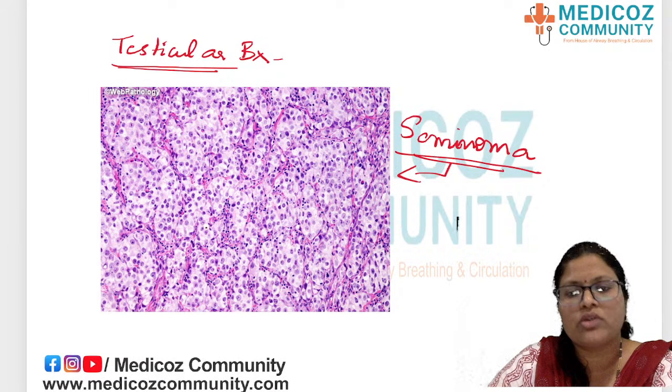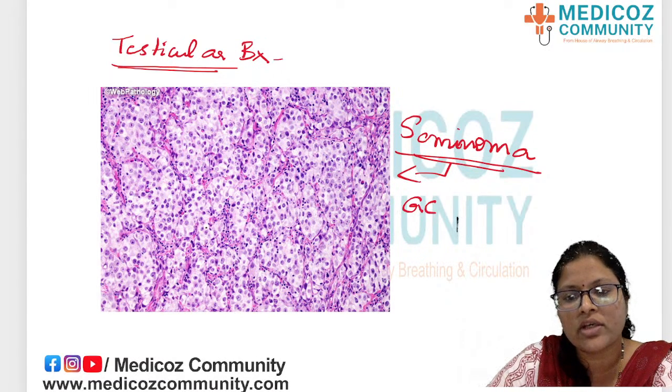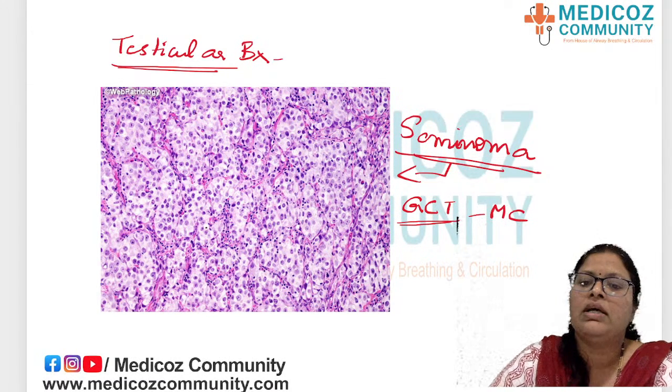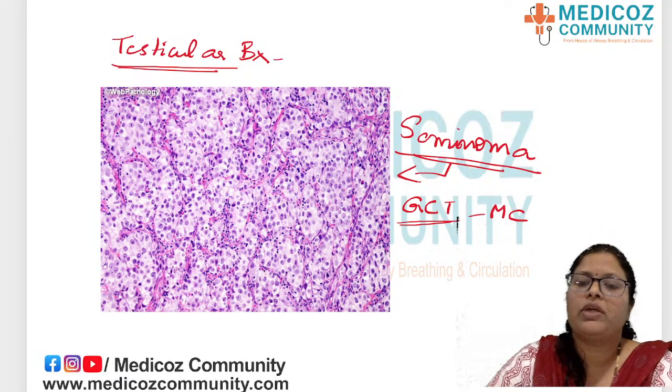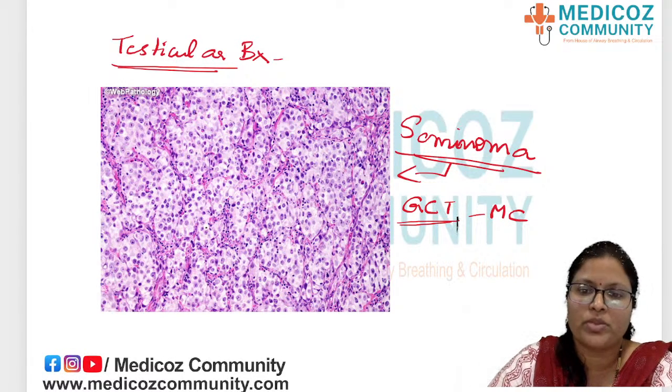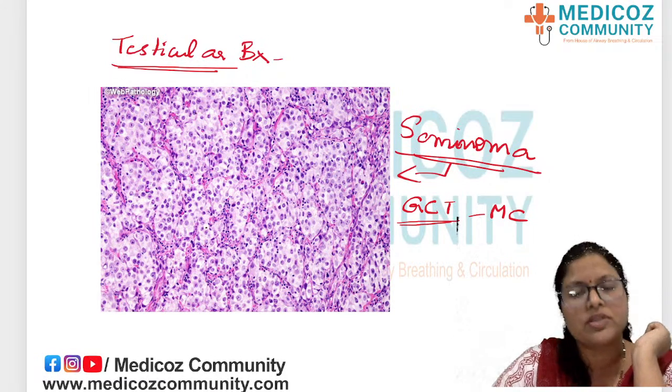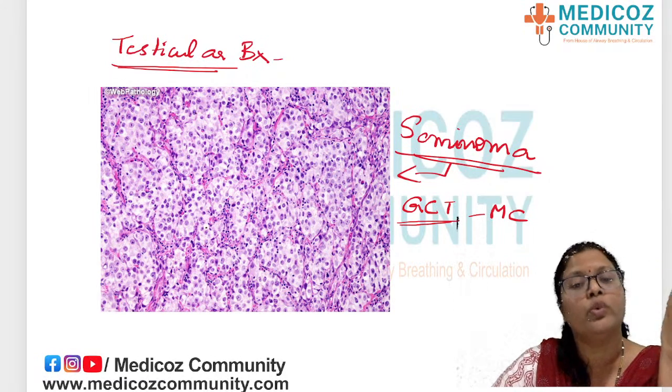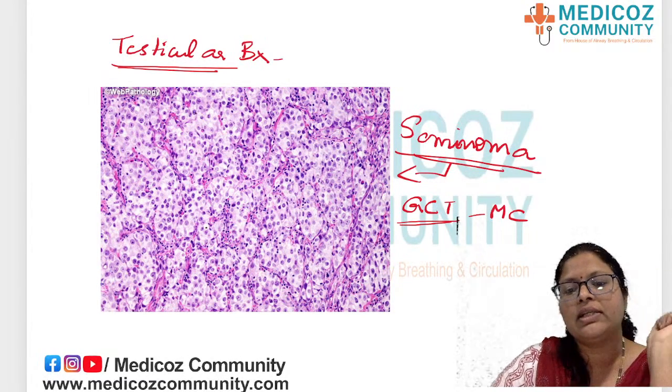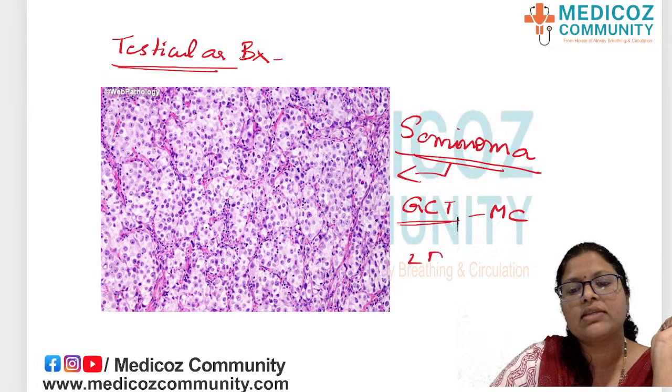So what is the histological picture? Seminoma is the most common germ cell tumor of the testis. Dysgerminoma is the counterpart of seminoma. They are germ cell tumors. So you need to be thorough with germ cell tumors of the testis, germ cell tumors of the ovary, and what hormones are secreted. All these things you need to know.